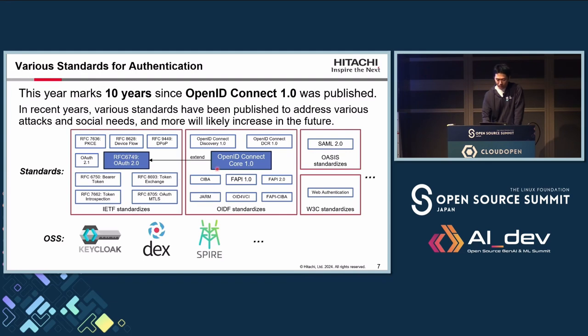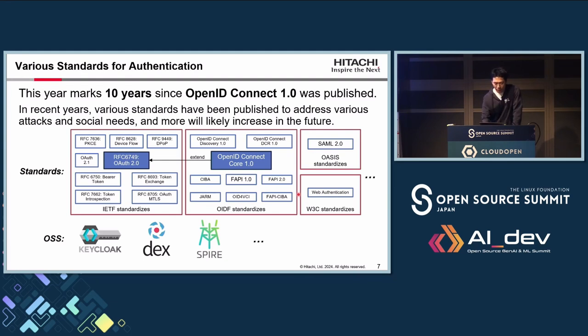For example, FAPI has been widely used, which is a hardened version of OIDC and OAuth. And OID4VCI has also been attracting attention recently, which is suitable for models of decentralized identifiers and verifiable credentials. Outside of OIDC, SAML might also be often heard as an authentication specification, and WebAuthn has also been attracting attention recently, which is the basis of passkeys.